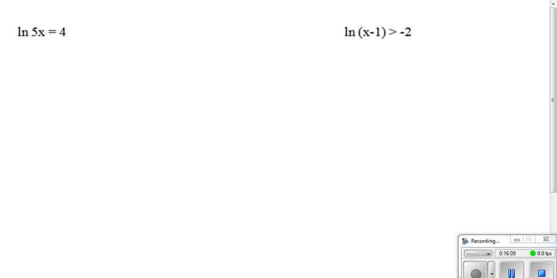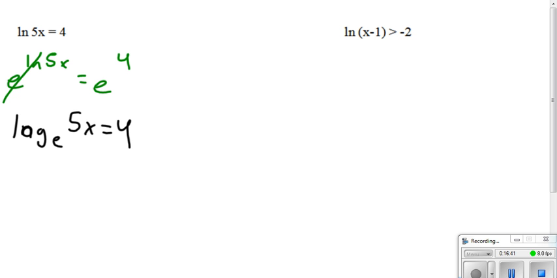Last two here. If we have ln 5x equals 4, we'll use our properties again and take both sides to the e power, or e to that power, should I say. So e to the ln 5x equals e to the 4th power. So essentially we're just canceling those out. If that was kind of weird for you, think about this. ln of something is the same as log base e of something. So log base e of 5x equals 4 is what that thing is saying. So we would change it then to 5x equals e to the 4th power, which is what we're saying here.